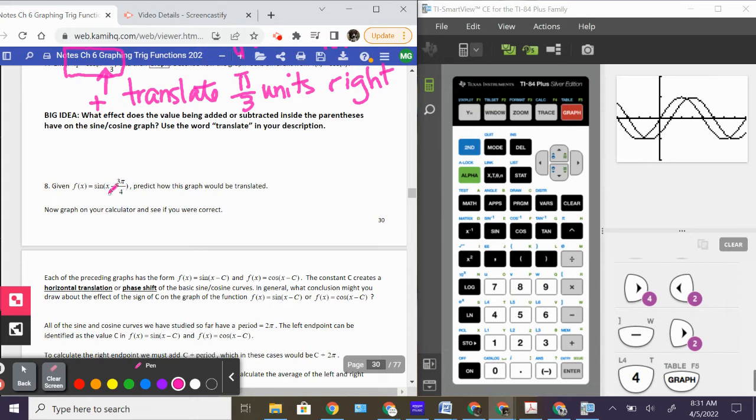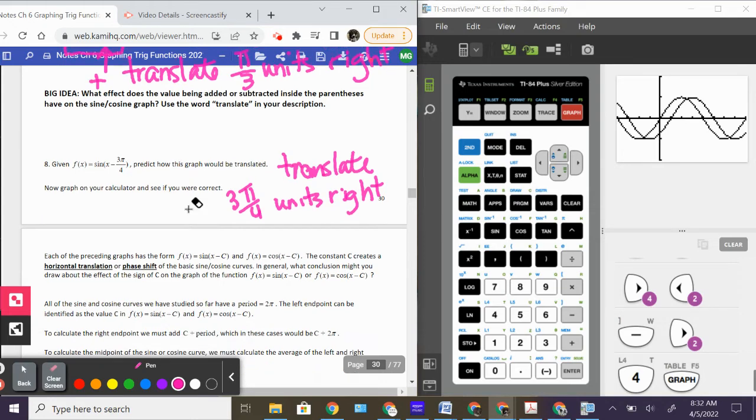It says the sine of x minus 3 pi over 4. Maybe you got it already. I hope so. I hope that you're thinking, translate 3 pi over 4 units to the right. Okay, and again, when it says subtraction, it will move it to the positive direction. Okay, so it's really the opposite of what you see in there.